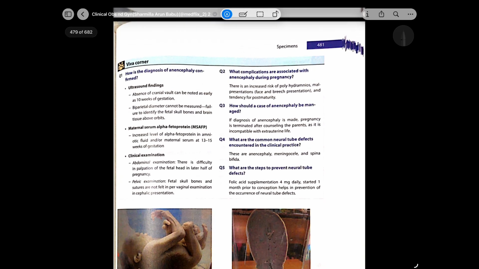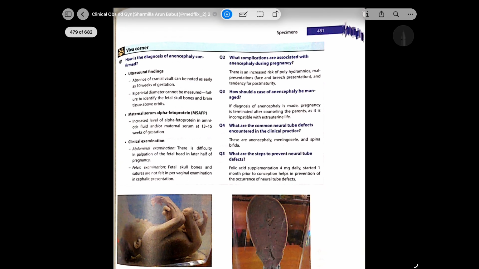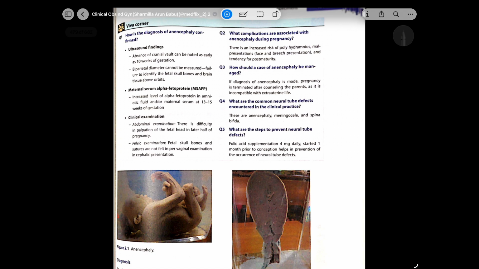So your examiner can ask you, how is the diagnosis of anencephaly confirmed? You would say, ultrasound findings, absence of cranial vault can be noted as early as 10 weeks of gestation. The biparietal diameter cannot be measured. Failure to identify the fetal skull bones and brain tissue above orbits. Maternal serum alpha fetoprotein, MSAFP. Increased levels of alpha fetoprotein in amniotic fluid and or maternal serum at 13 to 15 weeks of gestation.